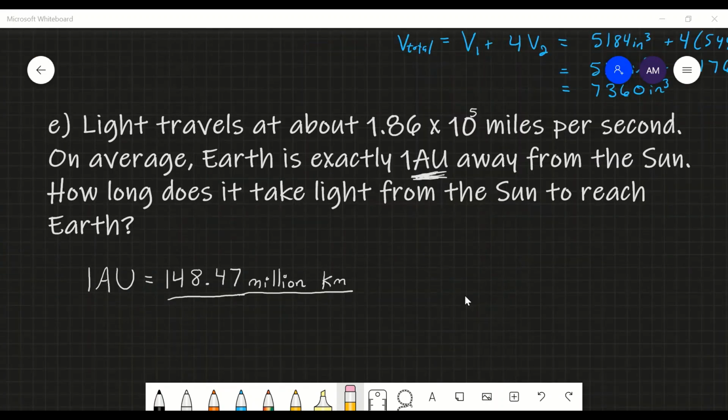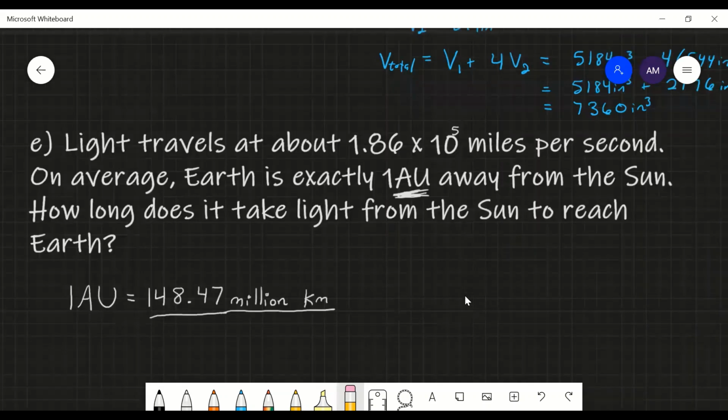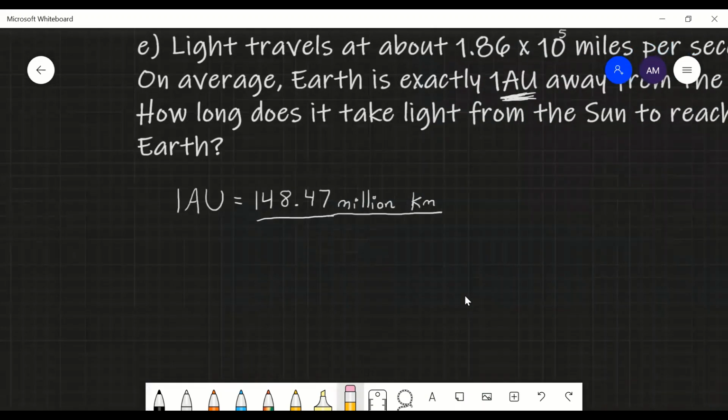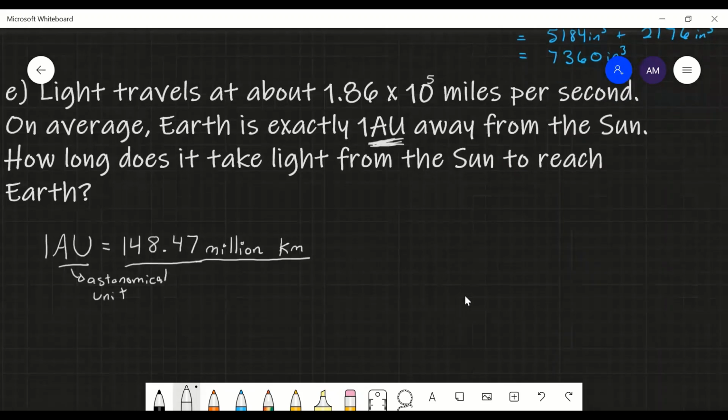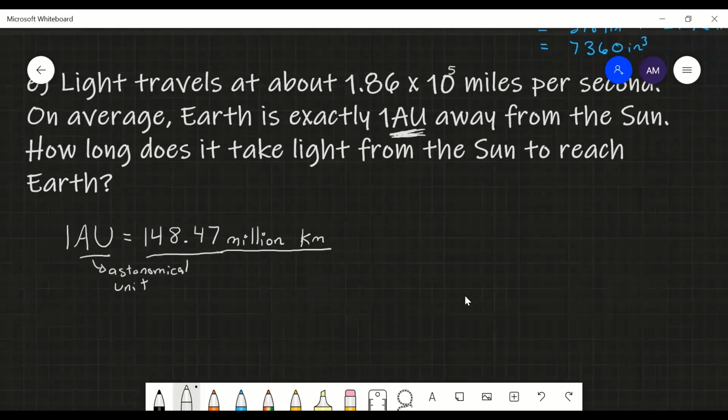Here is the last question. Light travels at about 1.86 times 10 to the 5 miles per second. On average, Earth is exactly 1 AU. AU stands for astronomical unit. I'll write a small note about that here. So 1 AU is 1 astronomical unit. So it's 1 AU away from the sun. How long does it take light from the sun to reach Earth?